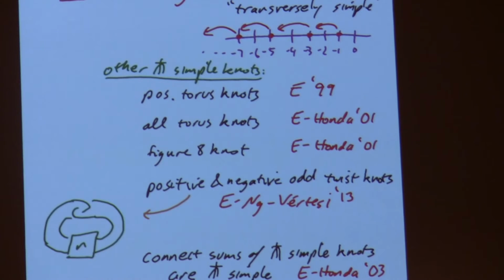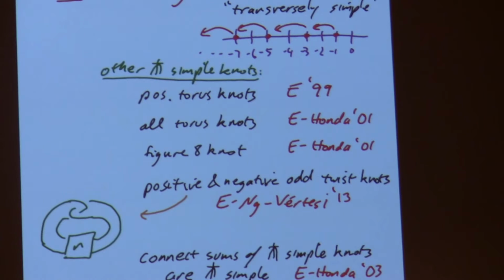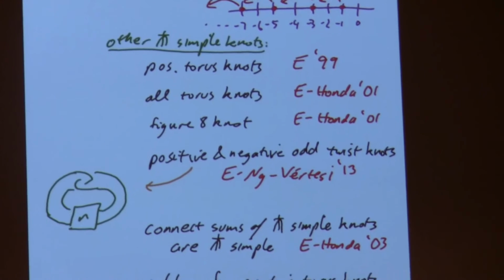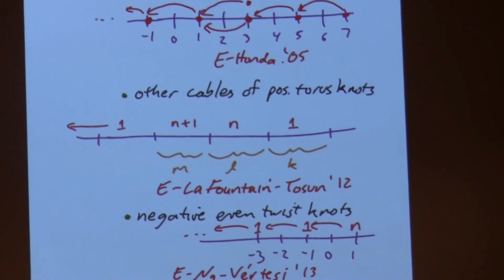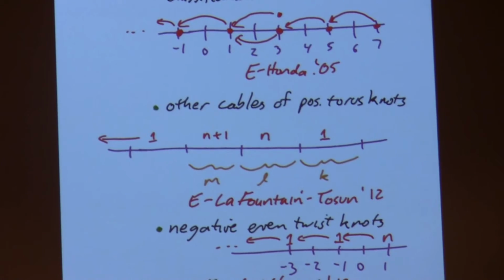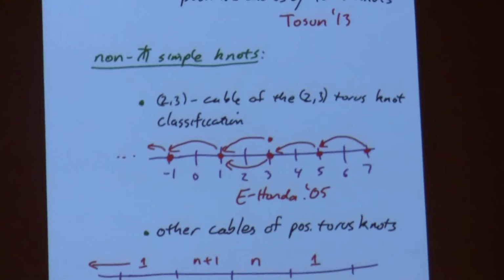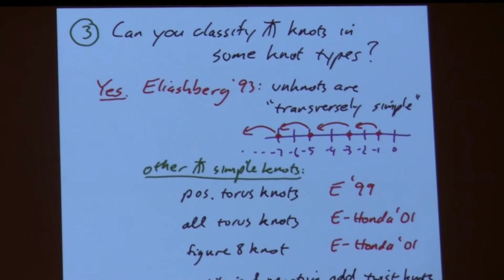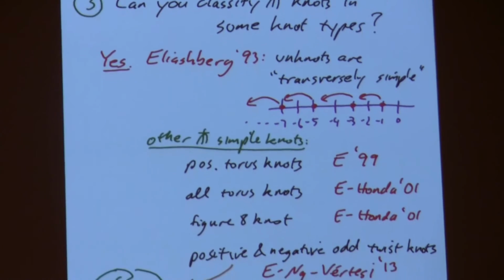So torus knots, figure 8 knots, positive and negative odd twist knots, various cables. And I think there's one more result I wanted to mention there. Etnyre also proved it for various negative and positive cables of torus knots. So there's lots of examples where you have this very simple picture: one maximal one and everything else is a stabilization of it.